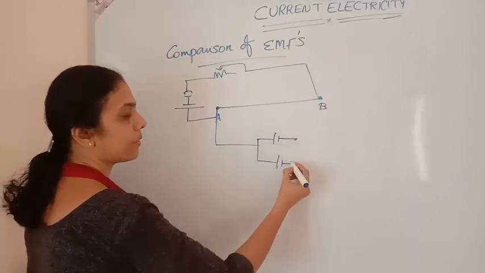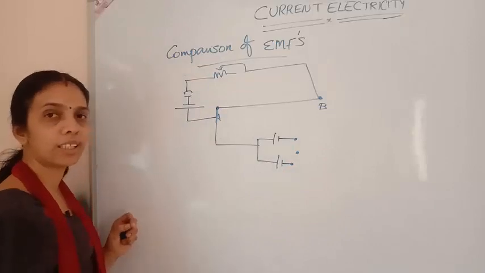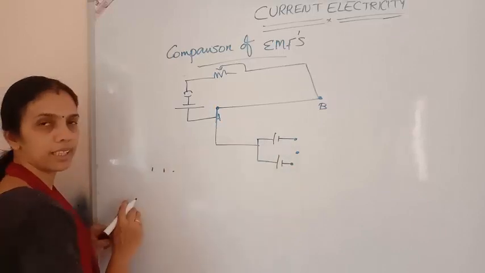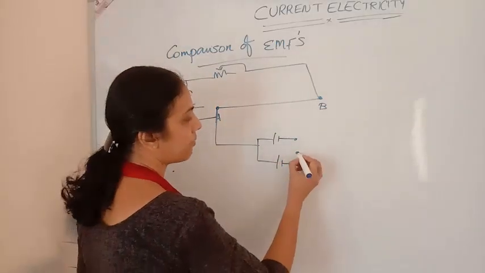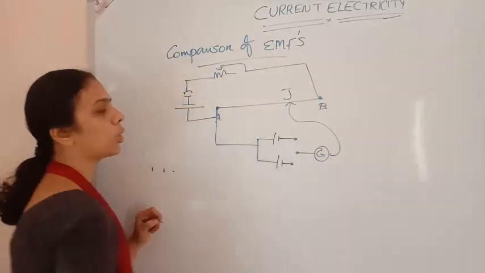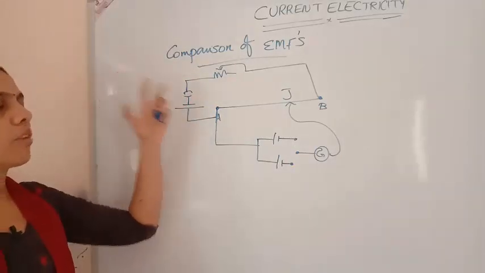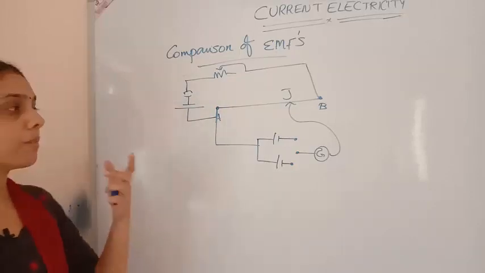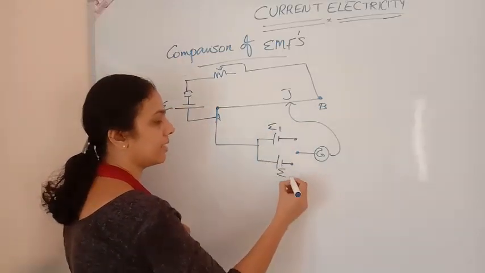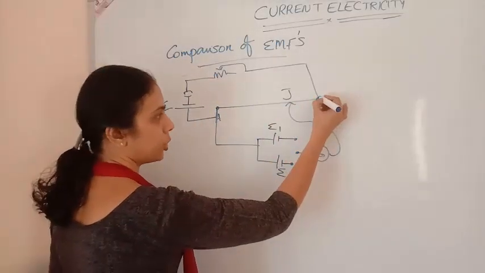Here I am giving a three-way key. Three terminals will be there for the key, whereas usually a key will have only two terminals. From the center you can connect it to a galvanometer, and from there to the jockey. This is the experimental setup for comparing the EMFs of the cells. Here it is EMF E, here it is E1, and here it is E2. Clear? So this is the potentiometer wire which I am showing here.